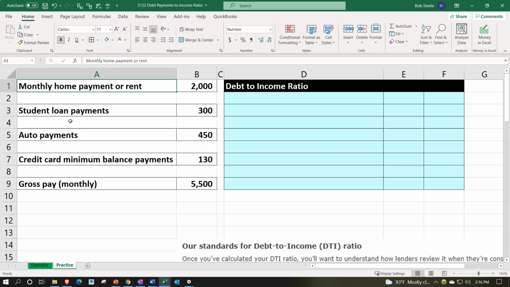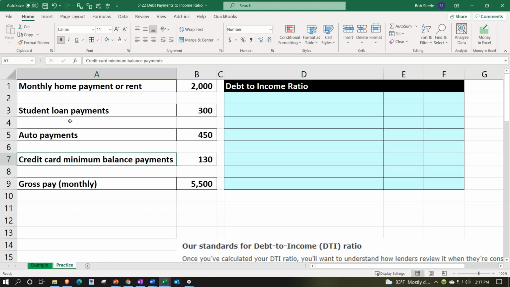So we're going to say mortgage payments or rent payments that we're going to be including, in essence, having them like debt payments. Student loan payments, so obviously that is a form of debt. Auto payments, which would be a form of debt. And then we have the credit card minimum balances payments. That's another kind of questionable component.